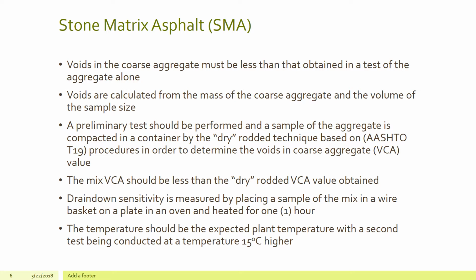Drain down sensitivity is measured by placing a sample of the mix in a wire basket on a plate in an oven and heating it for an hour. The temperature should be the expected plant temperature, with a second test being conducted at a temperature 15 degrees Celsius higher. Now, with drain down, what we're looking at is we take the mix, put it in the wire basket, and put it in the oven and heat it. We're looking to see what falls out of the basket. As the material falls out, this is what is known as drain down.